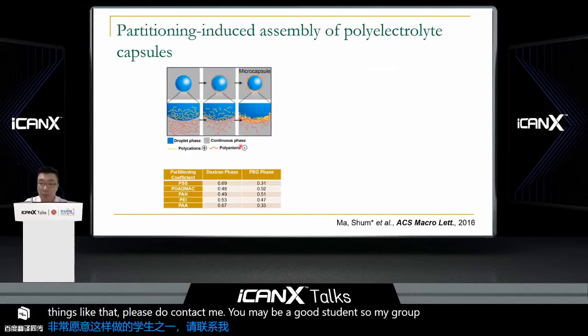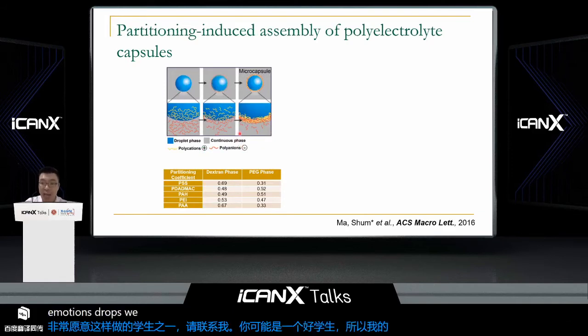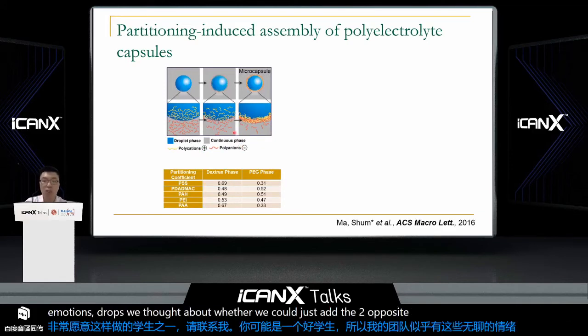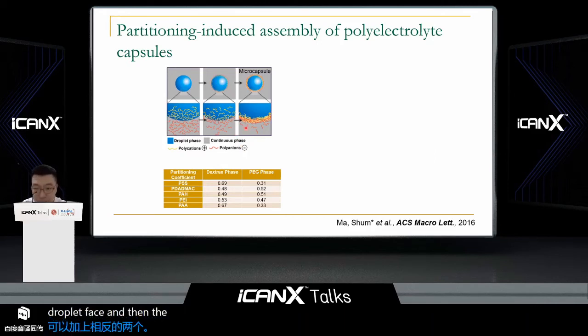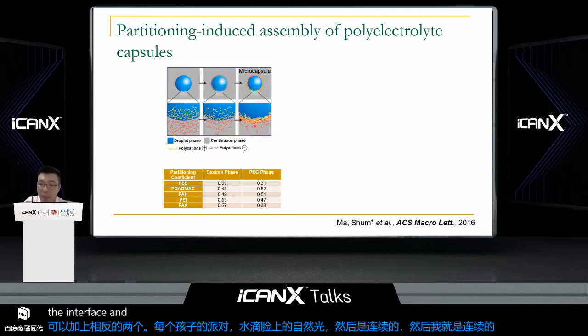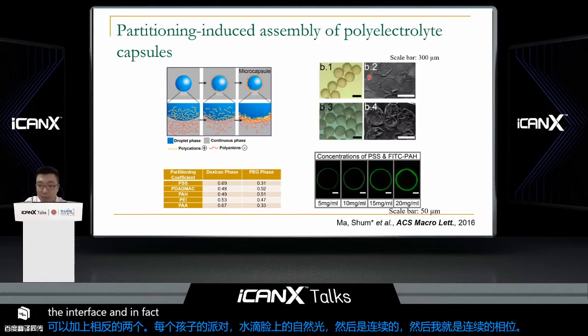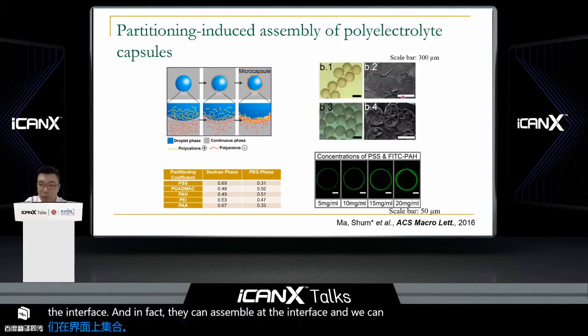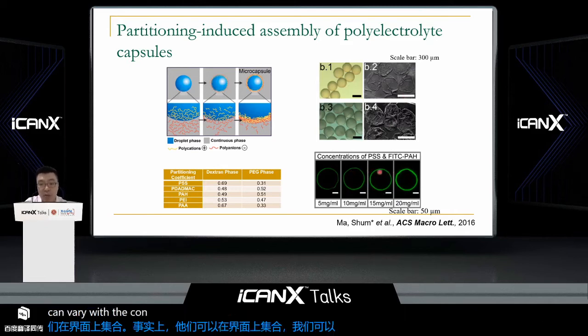So since we have these water-in-water emulsion drops, we thought about whether we could just add the two oppositely charged polyelectrolytes to the droplet phase. And then the continuous phase, we can then get them to assemble at the interface. And in fact, they can assemble at the interface, and we can form these capsules, and the wall thickness can vary with the concentrations of the polyelectrolytes that we add.